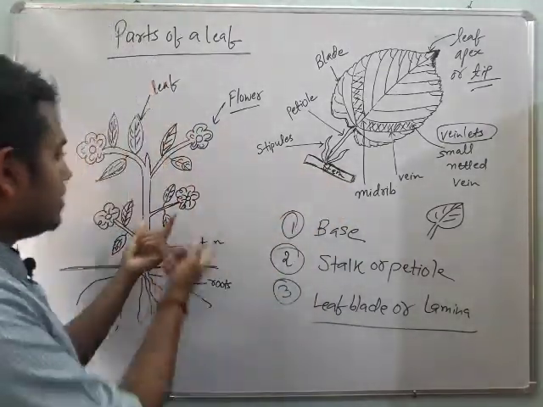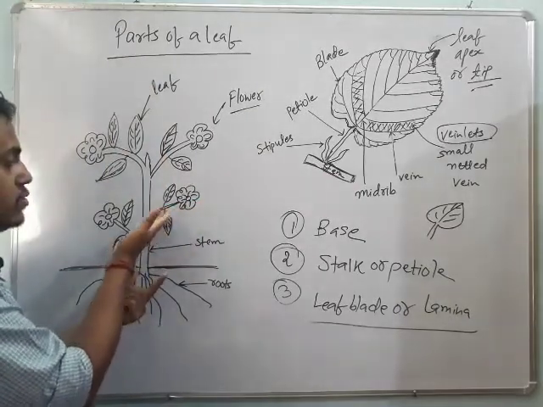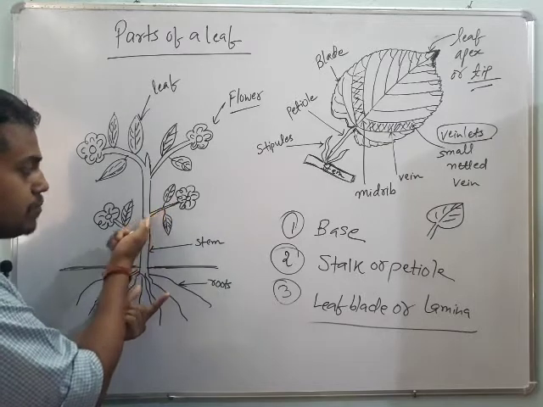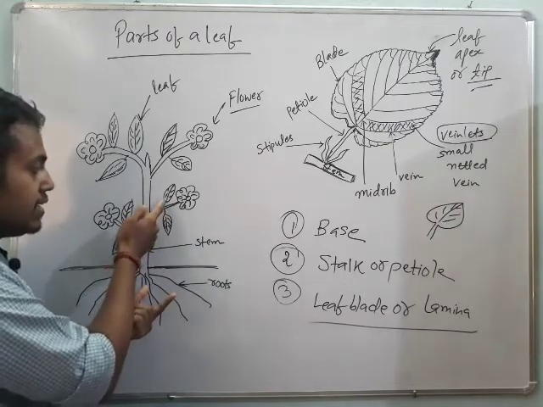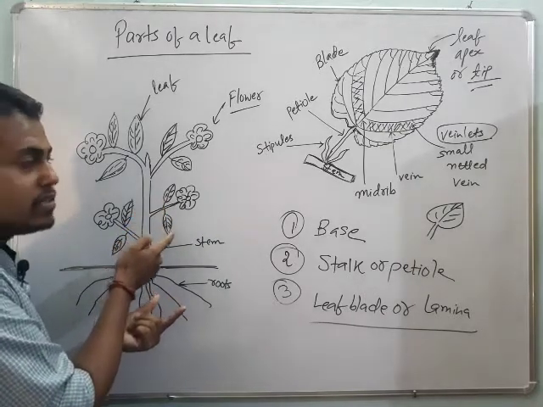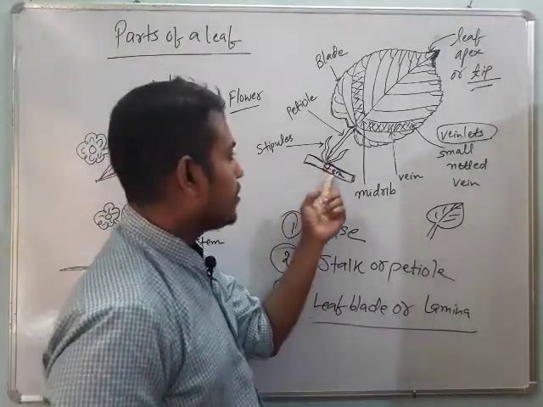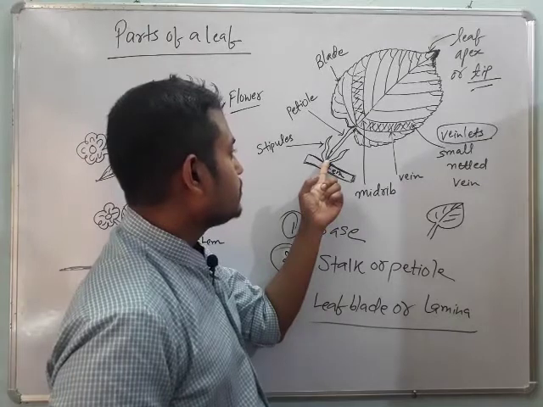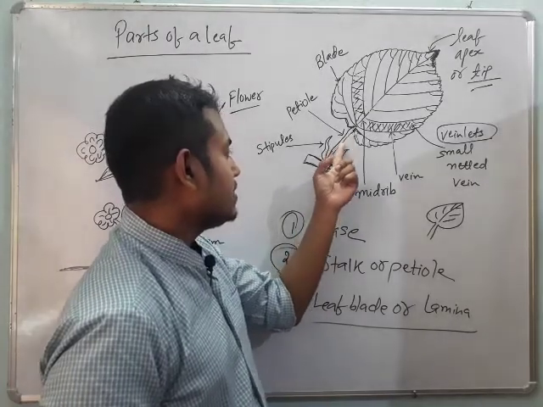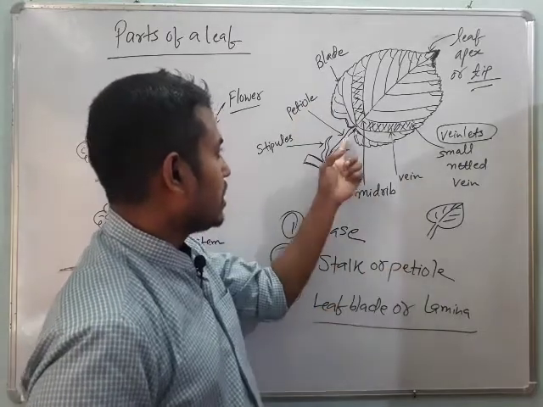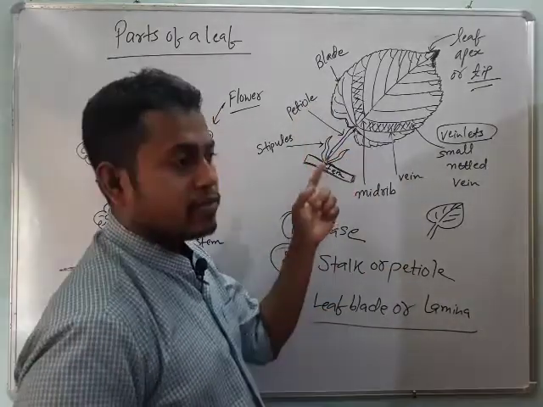Okay, and in the plant if you see, these are short stems. This is called a short stem, where the leaf gets connected, right? So the leaf gets connected to the short stem, right? And this line is called the stalk or petiole. This line is called stalk or petiole.